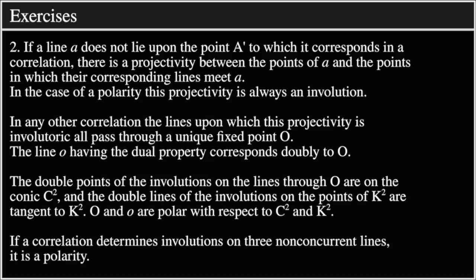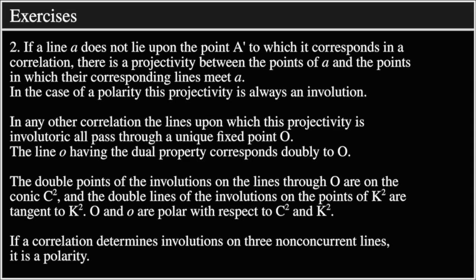2. A line A does not lie upon the point A prime to which it corresponds in a correlation. There is a projectivity between the points of A and the points in which their corresponding lines meet A. In the case of a polarity, this projectivity is always an involution. In any other correlation, the lines upon which this projectivity is involutoric all pass through a unique fixed point O. The line O, having the dual property, corresponds doubly to O.